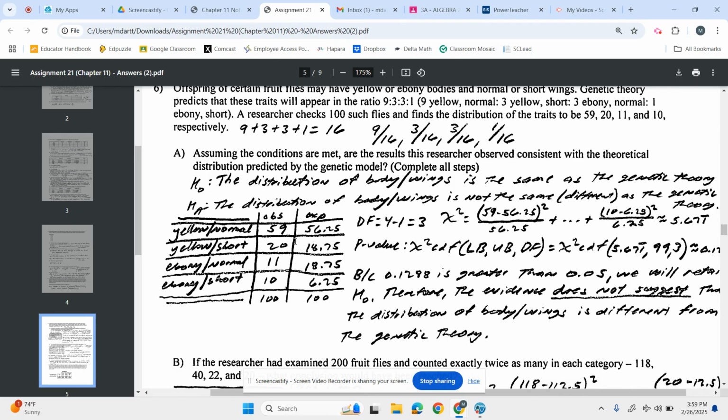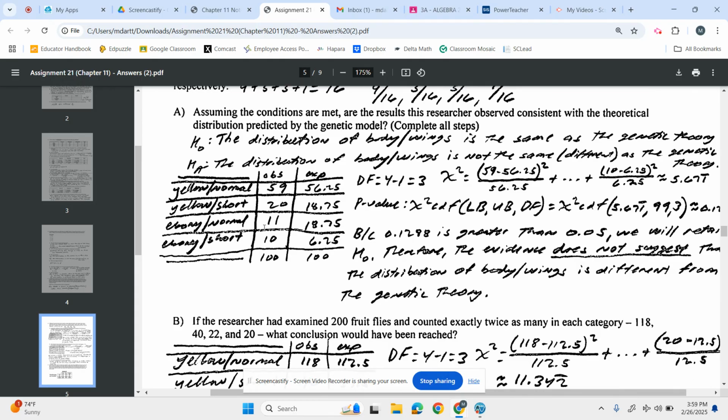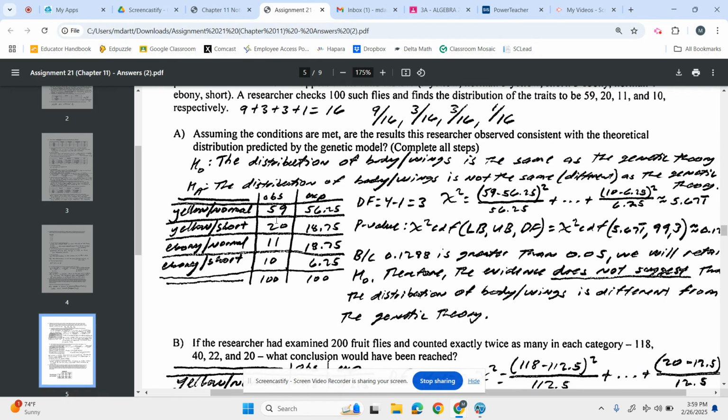Okay? Now let's suppose we're told that these are the observed counts. Right here, 59, 20, 11, 10, which equals 100. Let's suppose we're told that.